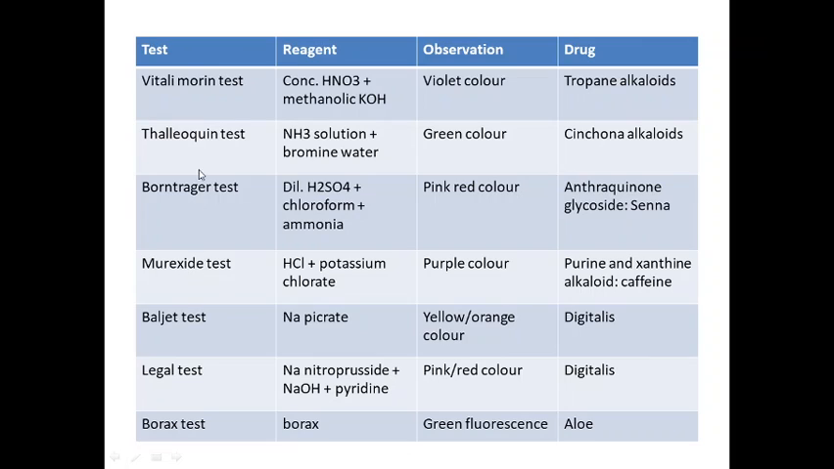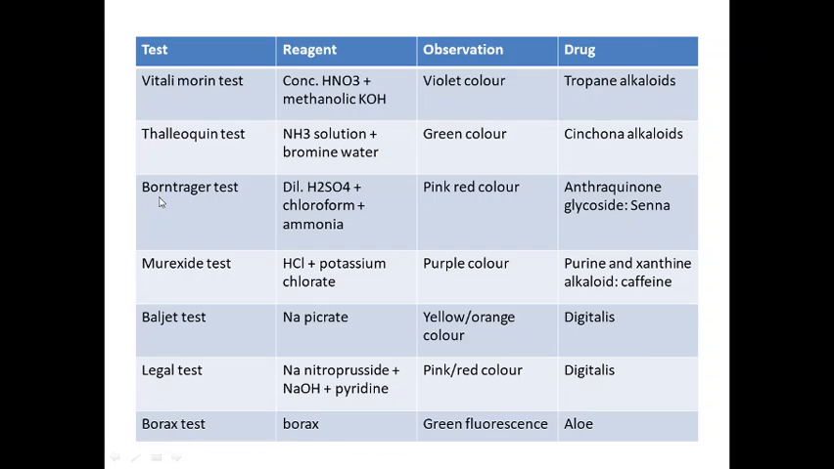The second test is used for the identification of cinchona alkaloids. The test is Thalleioquin test, which uses ammonia solution and bromine water, and the cinchona alkaloids show the green color in presence of the reagent. So the cinchona alkaloids which are present in the cinchona bark are basically identified using Thalleioquin test.